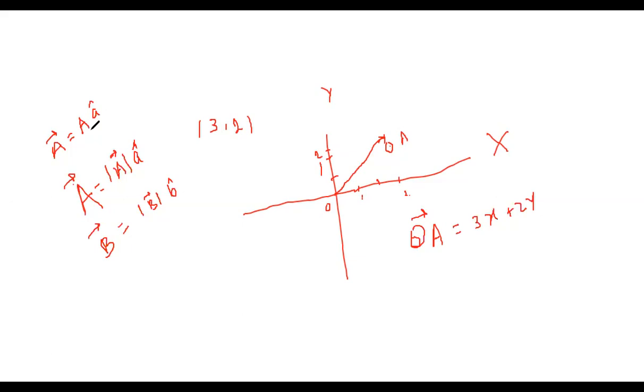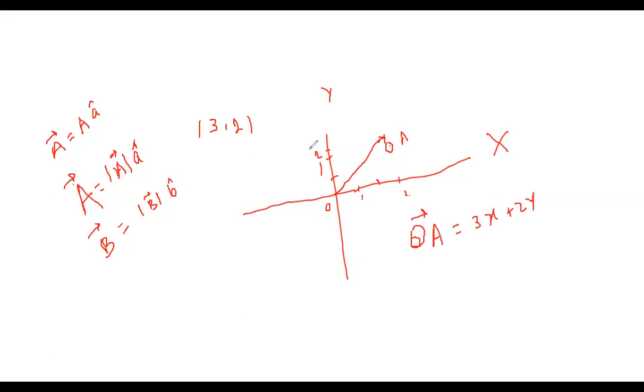So you notice that I was saying in words and writing in alphabet that the vector consists of magnitude and direction. So the direction vector is shown by A cap.